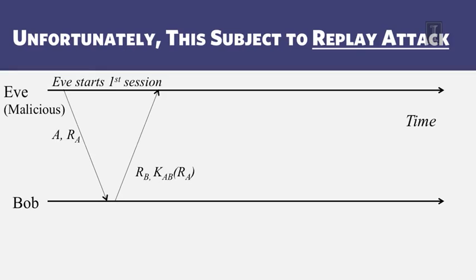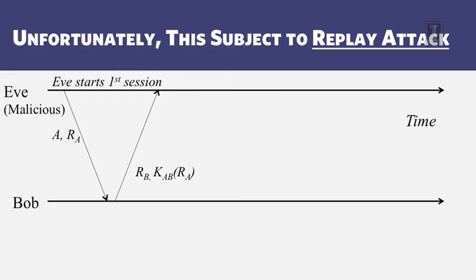And so Eve might start a session saying, hey, I'm Alice, pretending to be Alice, with a new nonce. And then Bob sends back a new nonce RB along with the encrypted version of RA. Okay. Notice that Eve does not have access to the shared key KAB at all. So Eve has no way to decrypt this message, KAB of RA, or anything like that, but Eve can use the sequence of bytes or bits.